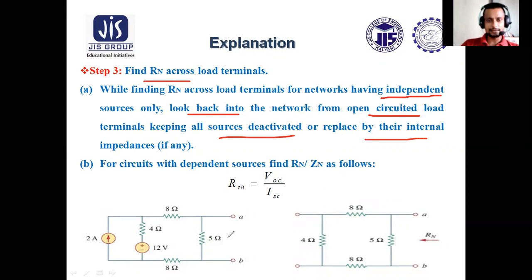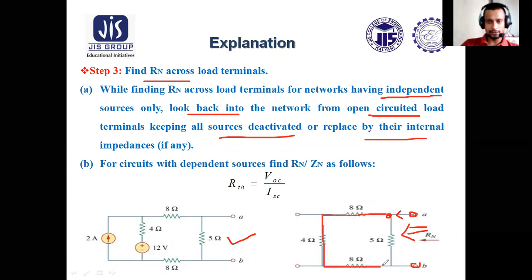So this is the given circuit. If we are asked to obtain Rn, that is Norton's equivalent resistance, what shall we do? We'll look back into the network from the open circuit terminals. That means suppose you are at point A, you want to reach point B. So how can you reach? You must follow this path. When you come to this point, you will have one path.